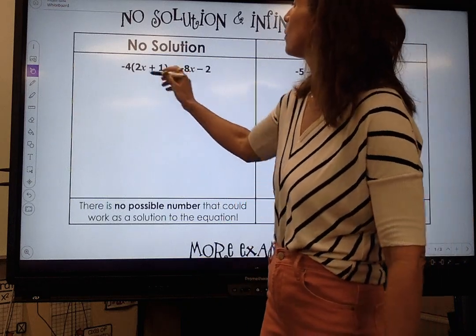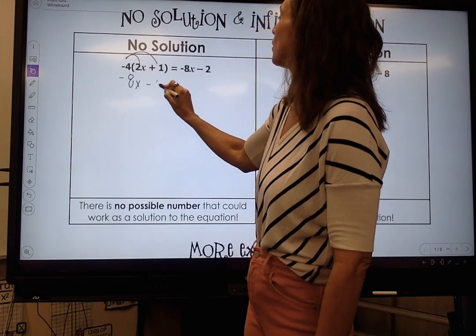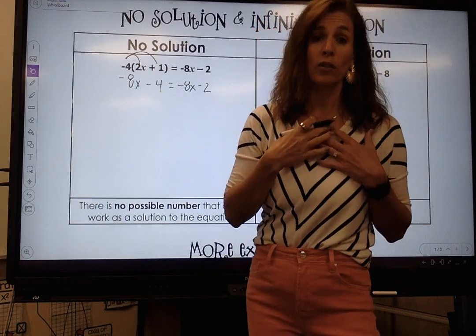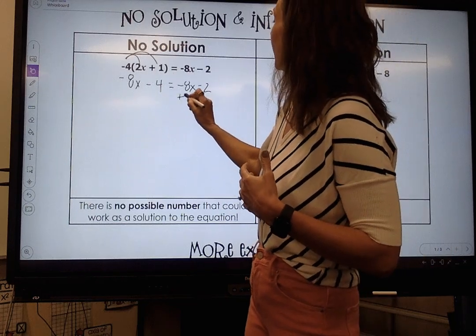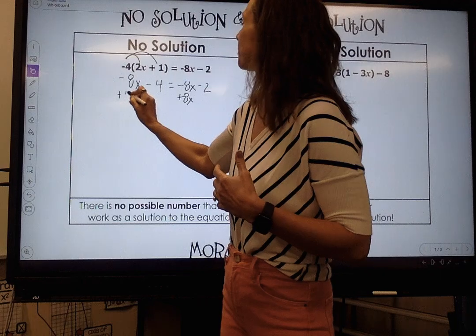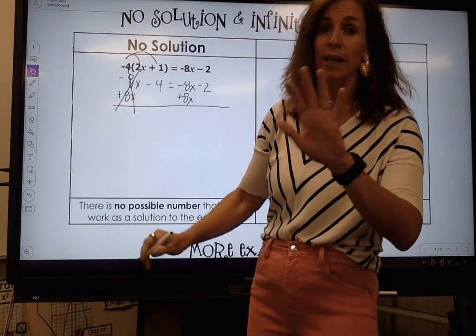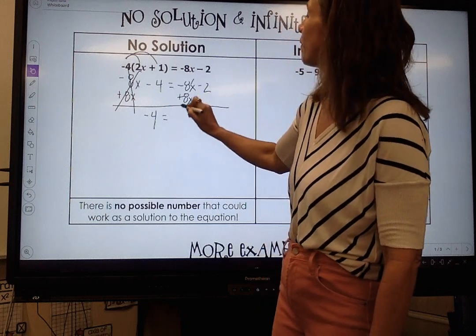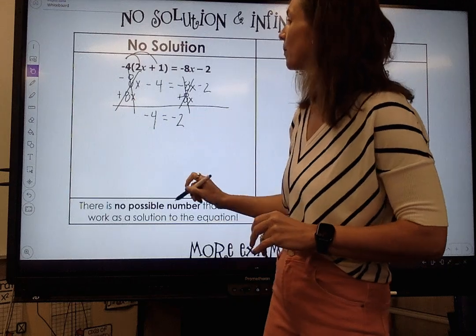So if you look at no solution, you've got negative 8x minus 4 equals negative 8x minus 2. You guys know I like to bring the variable term to the left, so I'm going to add 8x to both sides. My variable term is canceled out to 0, and then I have a negative 4. My variable term is canceled out to 0, and now I have a negative 2.